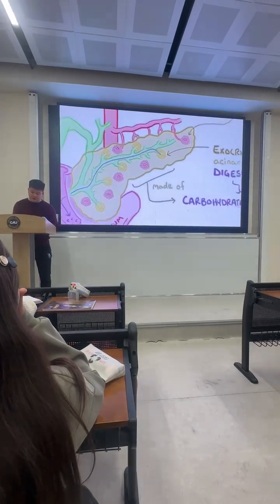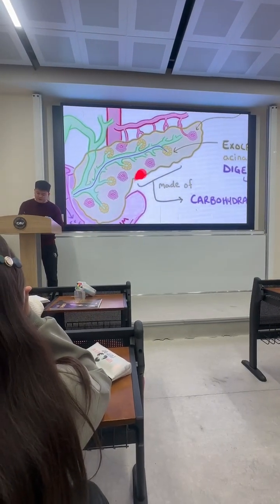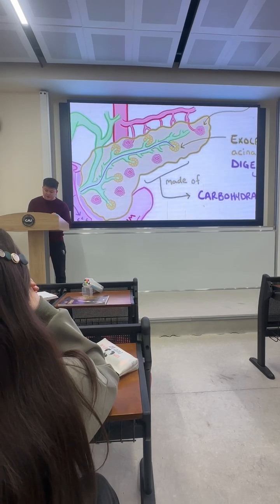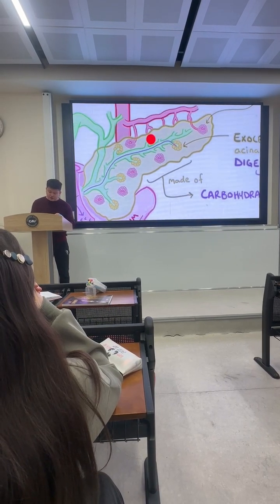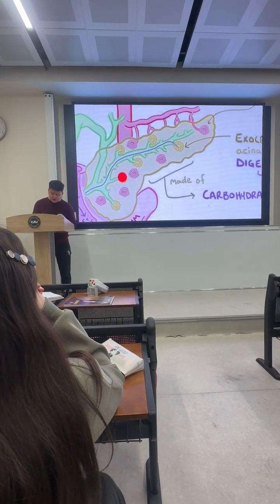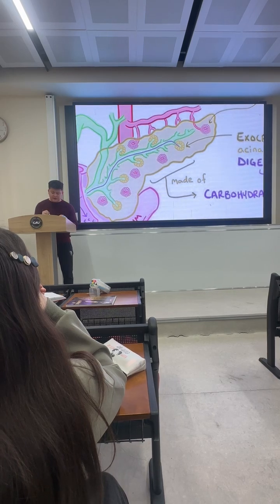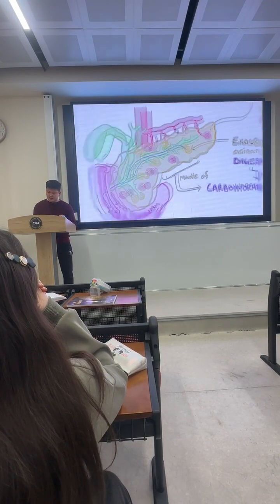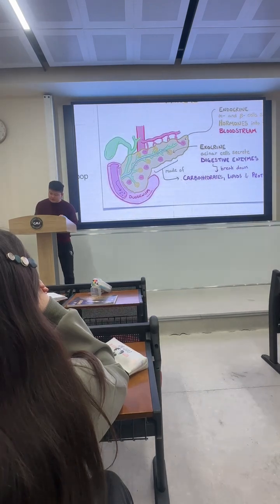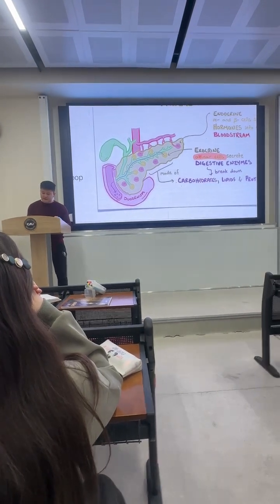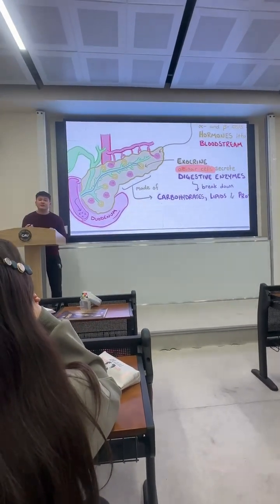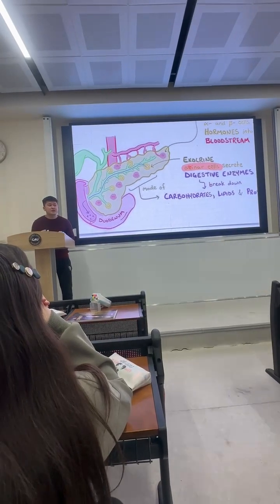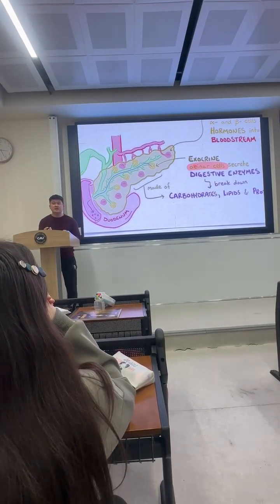As you can see here, we have the pancreas. Inside the pancreas we have special yellow cells called acinar cells. They secrete special digestive enzymes.